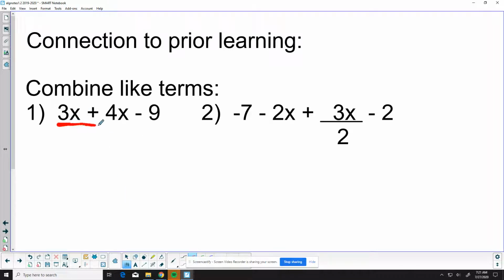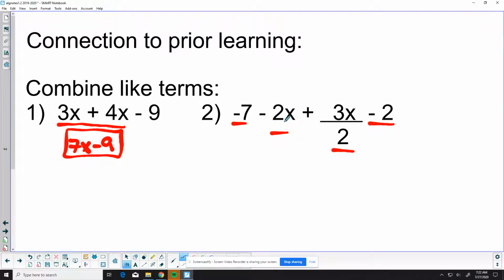Solving multi-step equations. So if we start by just combining like terms here on the first page, you would just remind yourself we have to combine terms that have a common variable with a common exponent. So 3x and 4x would be combined as 7x. And the constant would be by itself because it doesn't have another constant to combine with.